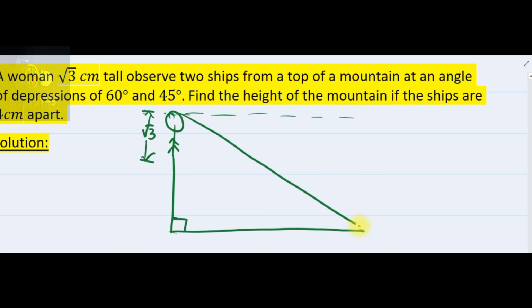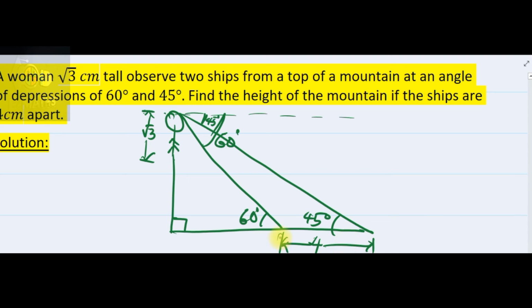So she observes two ships, the first one and the second one. So this is the shorter angle, while this is the longer angle. So this should be 45, while this is 60. So this should be 60 by the alternate angle theorem, and 45. So they said they are 4 cm apart. Then they are 4 cm apart.